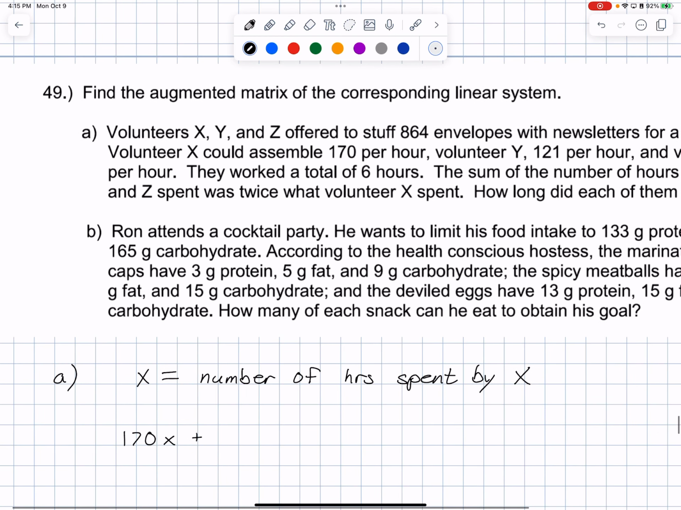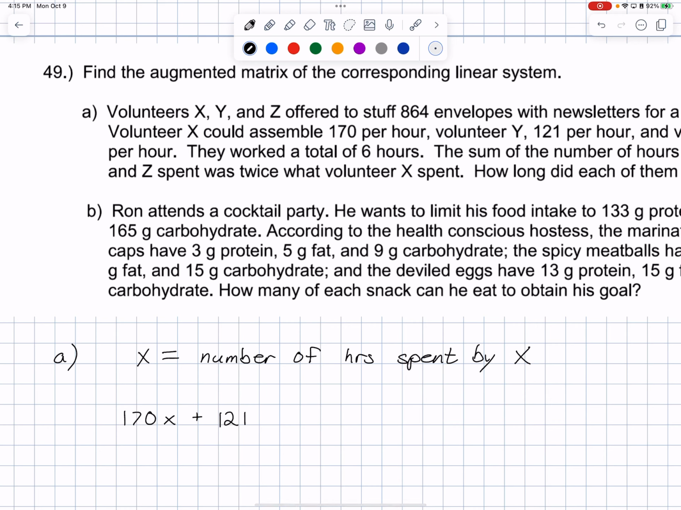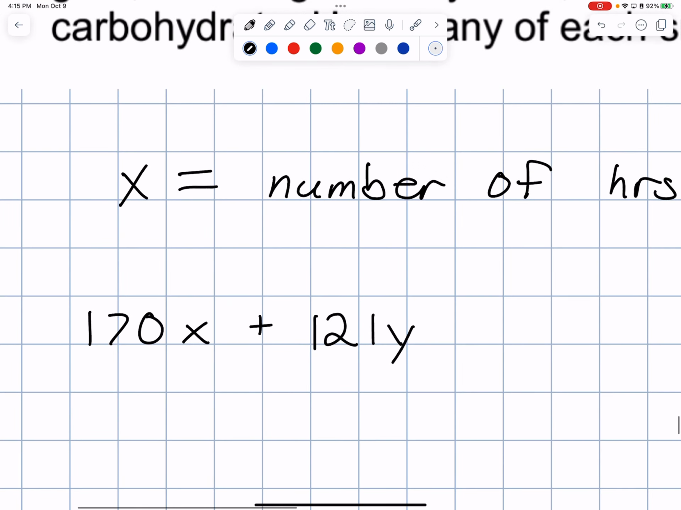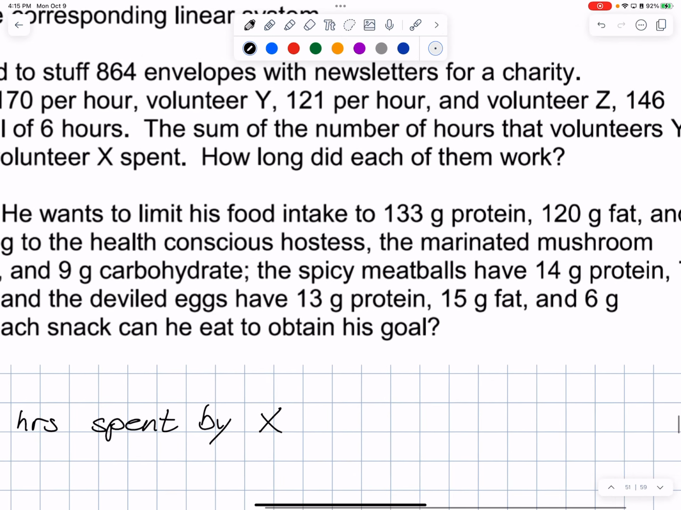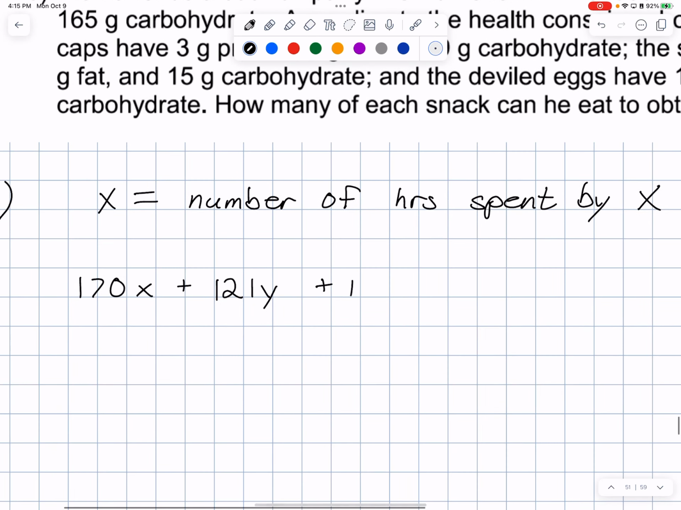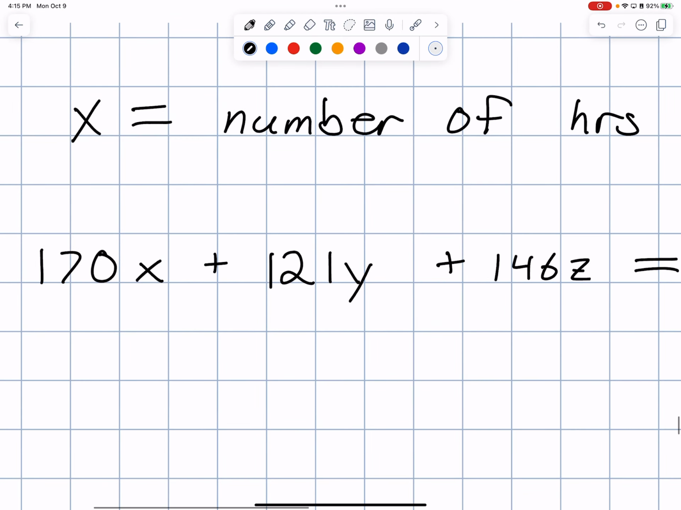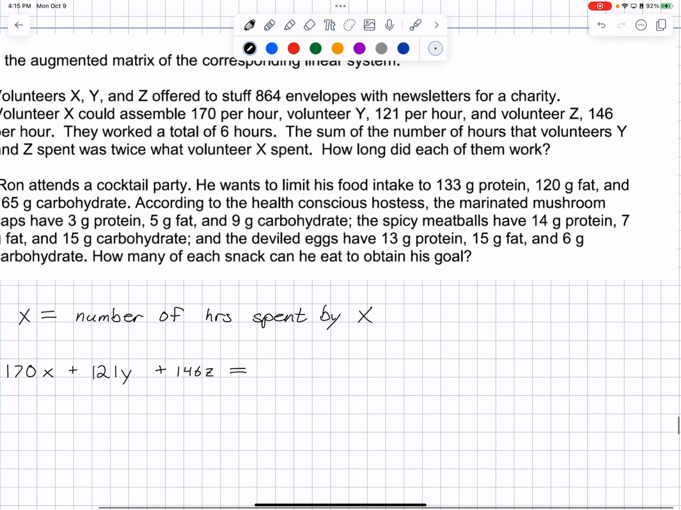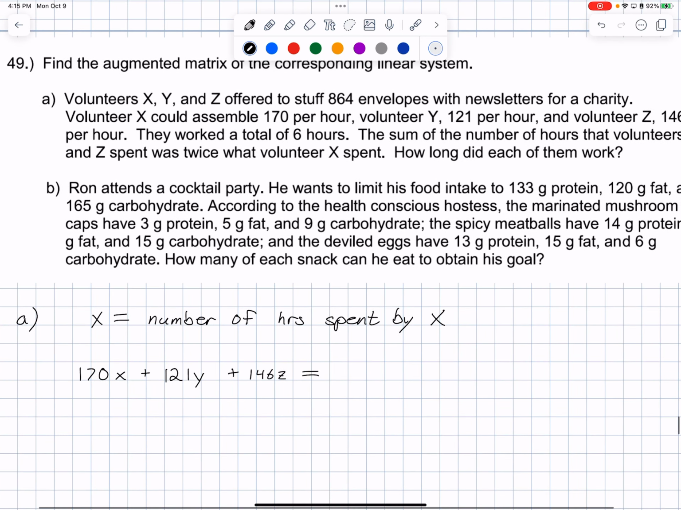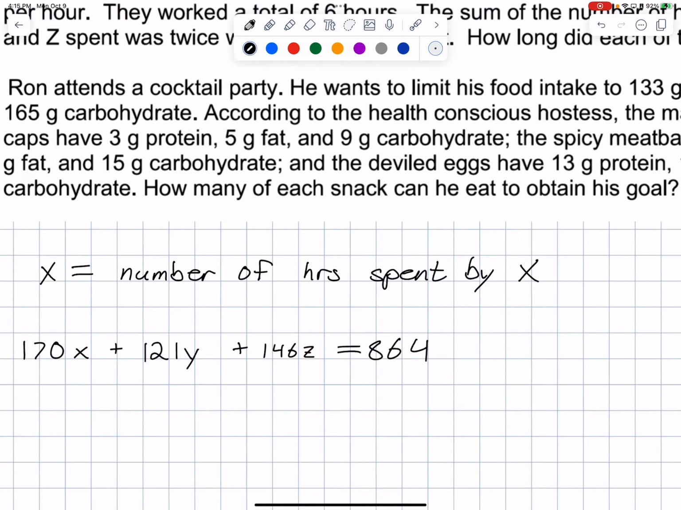Plus 121 envelopes per hour times the number of hours that Y spent. Plus Z, let's see, Z spent 146 every hour times Z hours. That is the total number of envelopes stuffed. Do we see how I got that? Okay, the total number of envelopes stuffed is 864. That's my first equation.